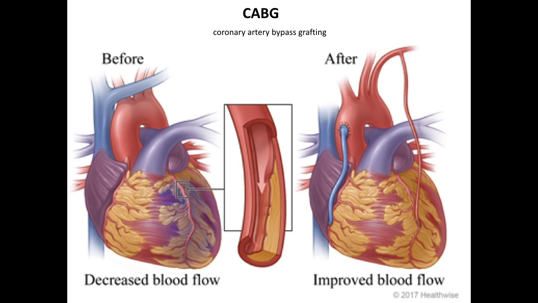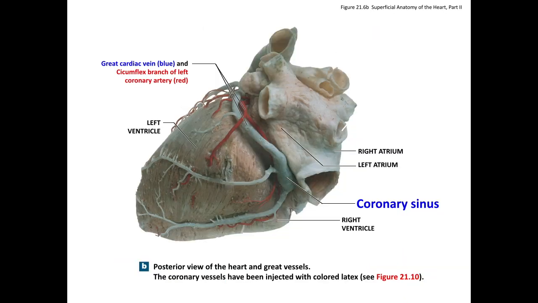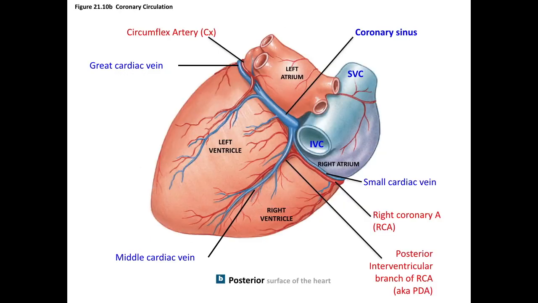interventricular sulcus, and on the posterior side of the heart, you're going to find the posterior interventricular branch of the RCA, the right coronary artery, otherwise known as the PDA, the posterior descending artery. And running alongside it is that middle cardiac vein, and all the veins of the heart are going to ultimately converge and drain into the coronary sinus. The coronary sinus is a collecting vein that drains directly into the right atrium. So the heart veins have their own private entrance to the atrium, whereas blood from everywhere else in the body enters the right atrium through the superior or inferior vena cava.